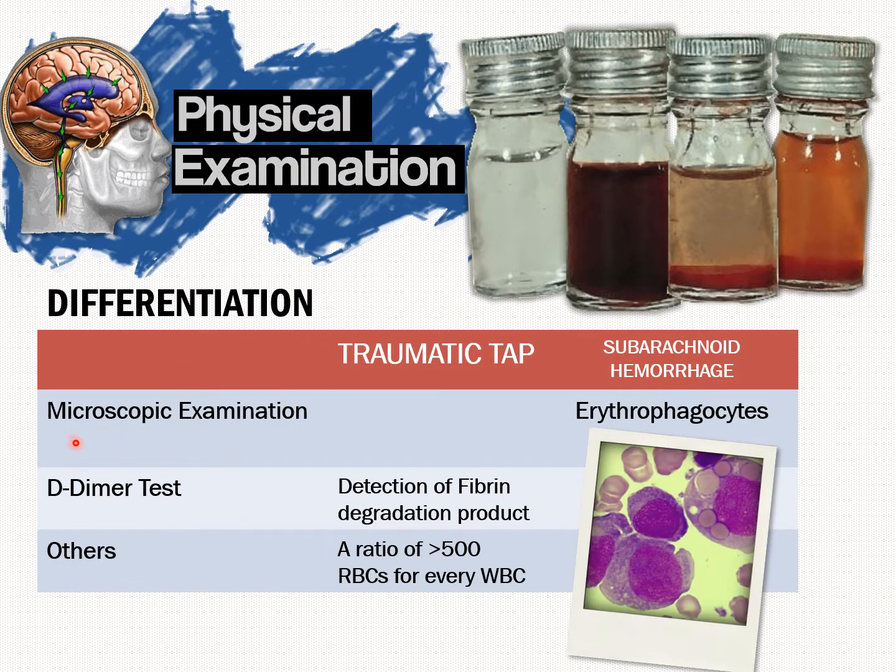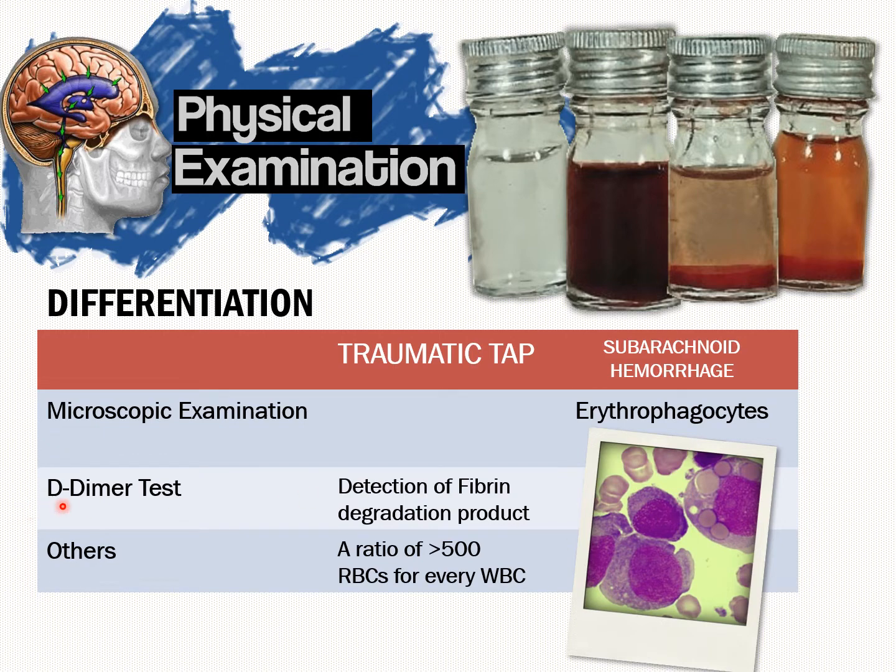The next is microscopic examination for the presence of erythrophages in subarachnoid hemorrhage. Erythrophages are actually macrophages or monocytes that have eaten RBCs. Notice this picture is a macrophage, and the small circles in it are RBCs. To clear the blood, remember subarachnoid hemorrhage would be bleeding within the subarachnoid space. The macrophages will eat these red blood cells so that eventually, around 3 weeks, the CSF will be clear.